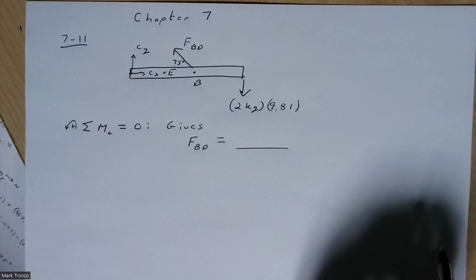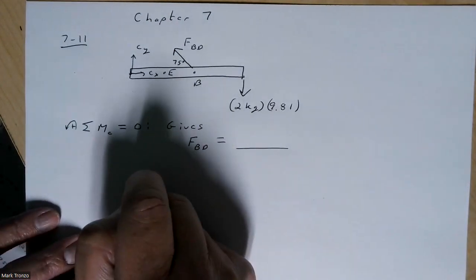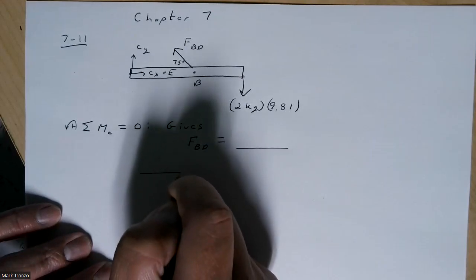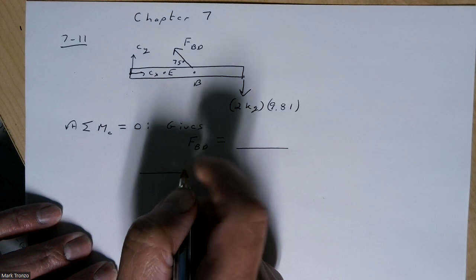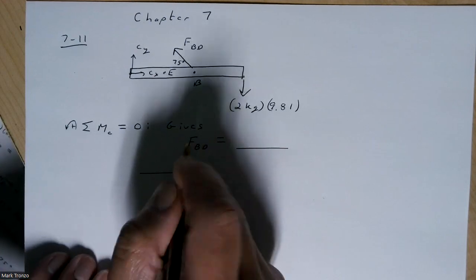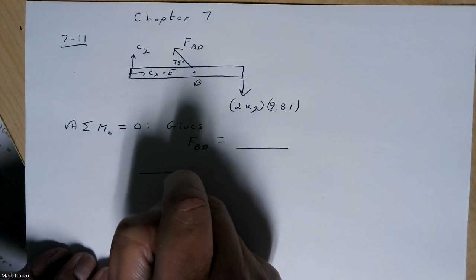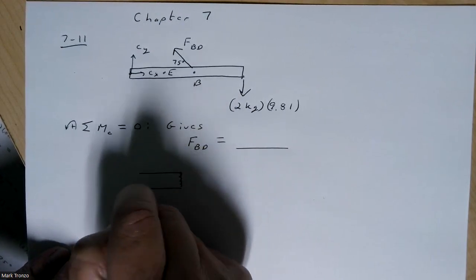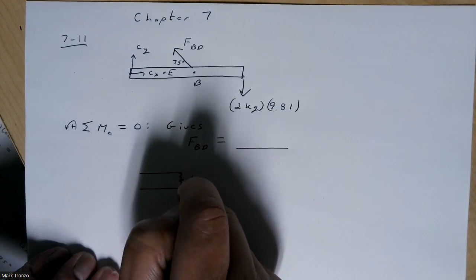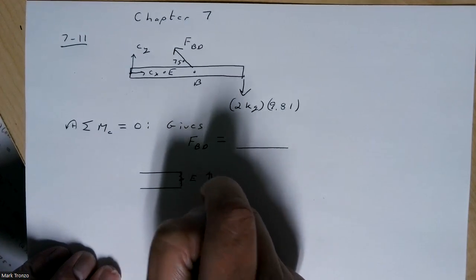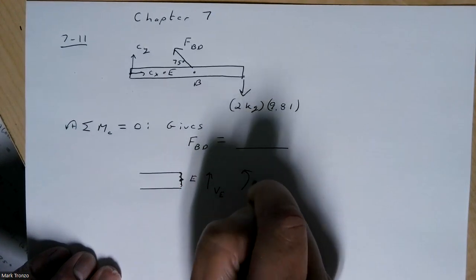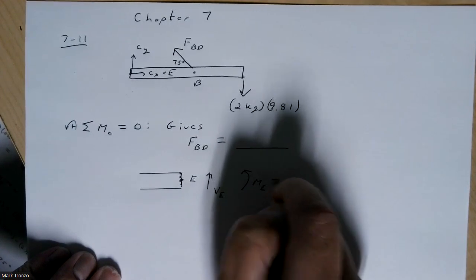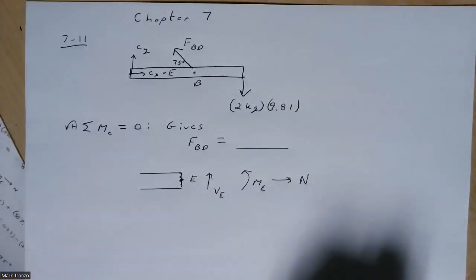And then you can look at your little element here. They want to know the internal loading on point E. So you can sort of think of cutting along E right here. And then you'll have maybe VE, some ME, and some normal force here.